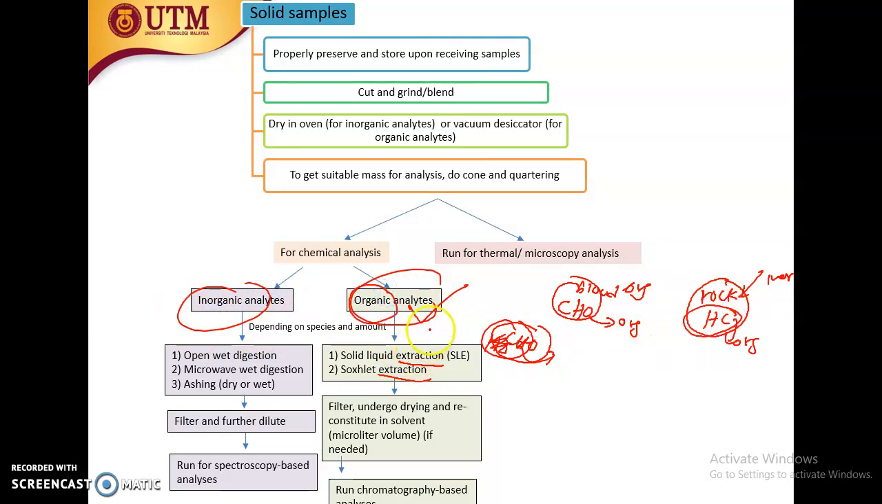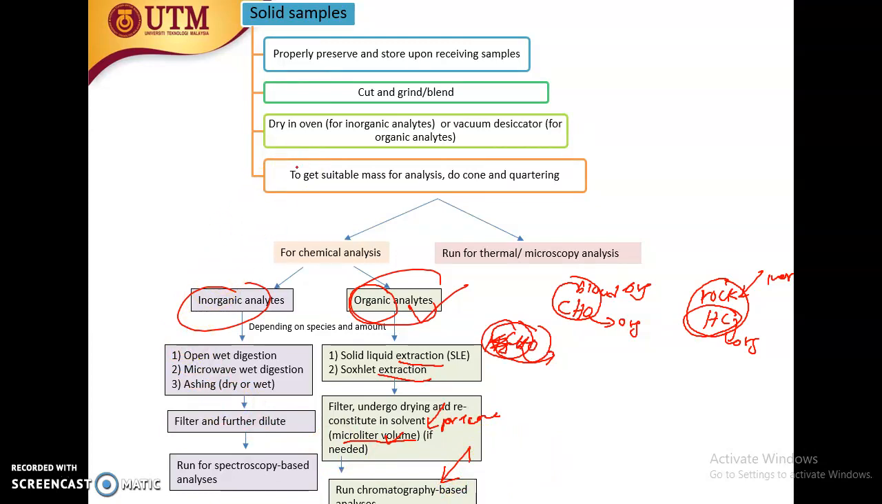Hydrocarbon is still organic. So after you do extraction, you go filtration and reconstitute into microliter volume, because usually the instrument for organic analyte requires only microliter. So here you get a very good pre-concentration part. Later we will go one by one on this method. This is only a summary. Then you run the chromatography.